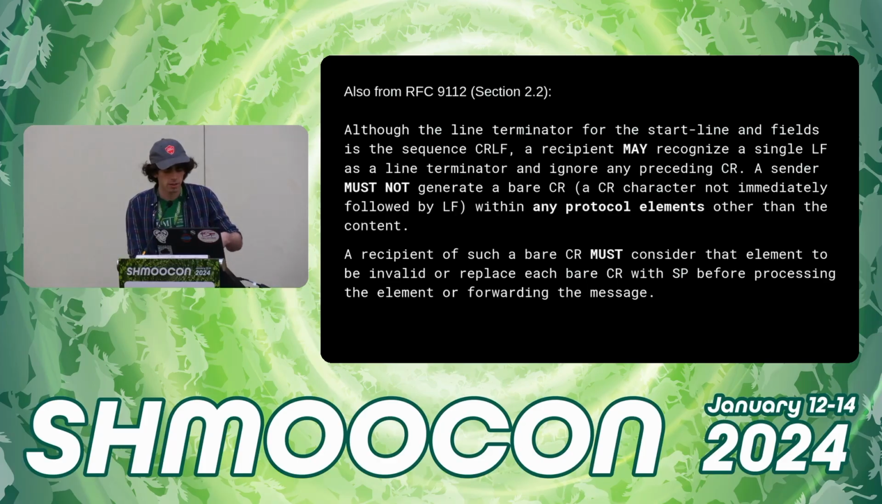And then if you receive a carriage return on its own, i.e. not followed by a line feed, then you either have to consider the whole thing invalid and just reject the message, or translate it back into a space. So even just the question of what is white space is not very clear. If you just read the grammar, you get a third of the picture. So from this, you can probably guess that implementations are pretty inconsistent about this.